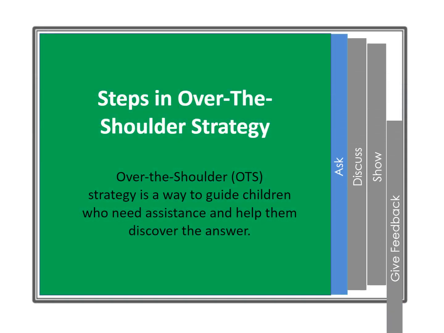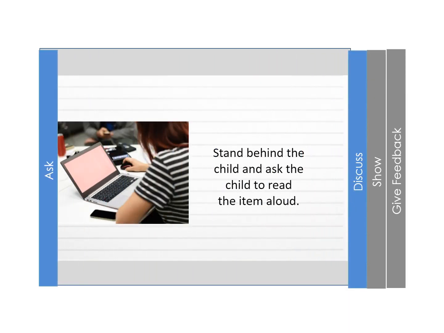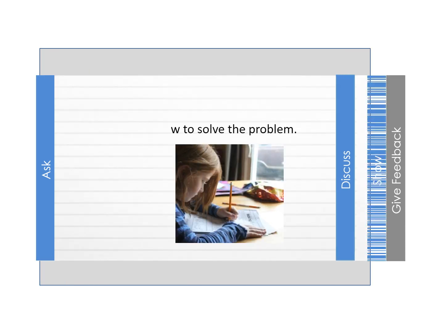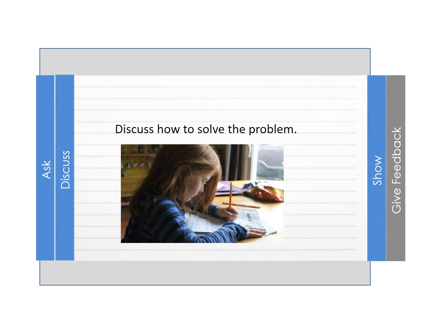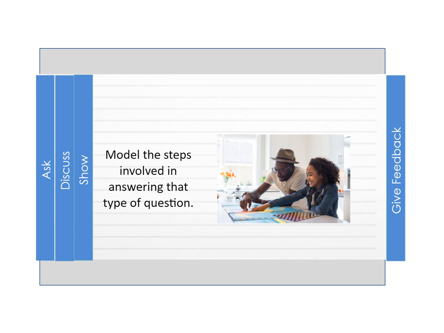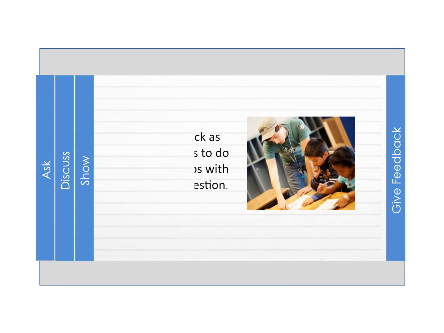Steps in over-the-shoulder strategy. Over-the-shoulder strategy is a way to guide children who need assistance and help them discover the answer. The first step involves standing behind the child and asking them to read the item or question that they're having trouble with out loud. The next step is to discuss how to solve the problem with the child. The third step in the strategy is to model the steps involved in answering that type of question. And the final step is to give feedback as the child attempts to do the same steps with the actual question.